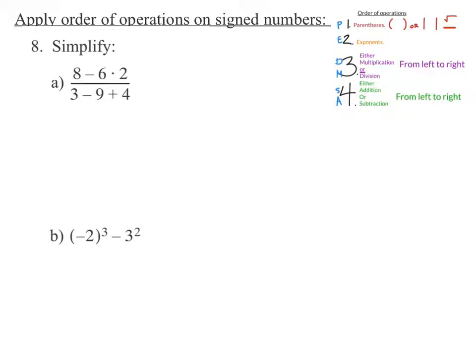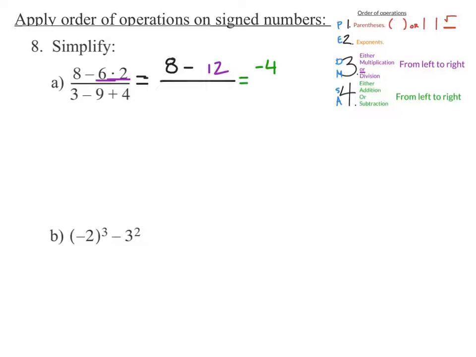Alright, 8a is similar to that last one. We got to focus on the numerator and denominator separately. So I'm going to focus first on the numerator. But again, you could focus on the denominator first. So I've got this multiplication there, the 6 times the 2, which is 12. There's no parentheses or exponents there. So now this would be like 8 plus negative 12. So I'm on the subtraction part of that. 8 plus negative 12 would be negative 4.